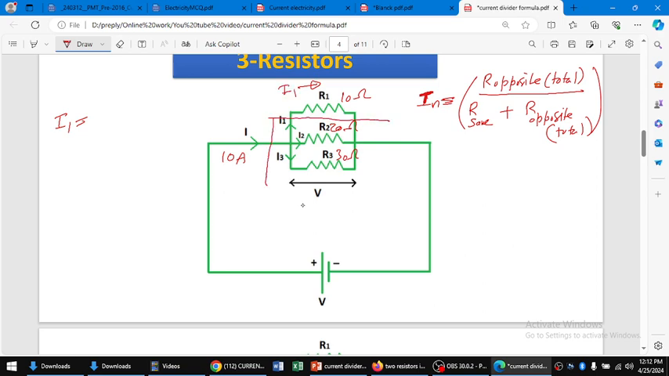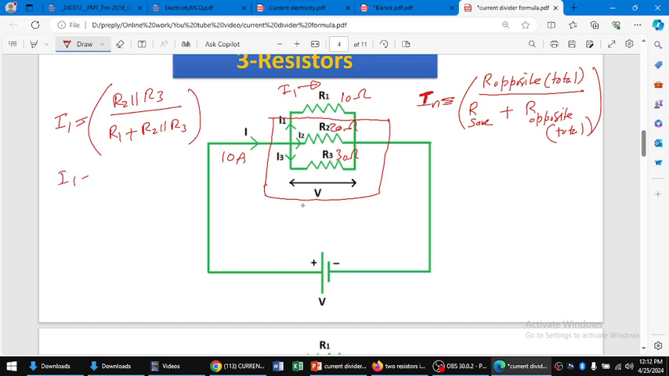For I1, I again repeat, the opposite branch is R2 and R3. So first we need to find R2 parallel R3, because R2 and R3 are parallel, so we need the equivalent or total resistance of R2 and R3. The formula is R2 parallel R3 divided by R1 plus R2 parallel R3. Okay, so we can solve this one.